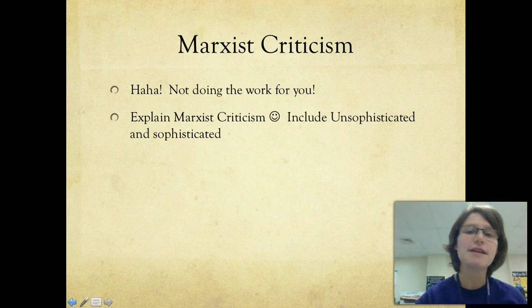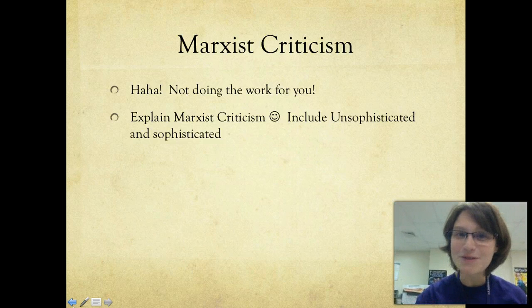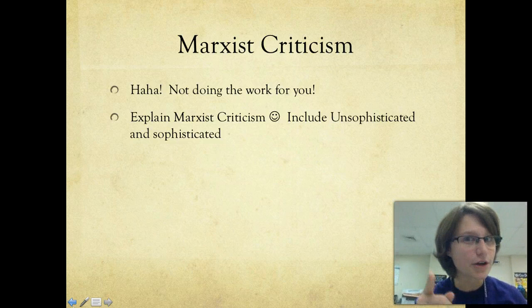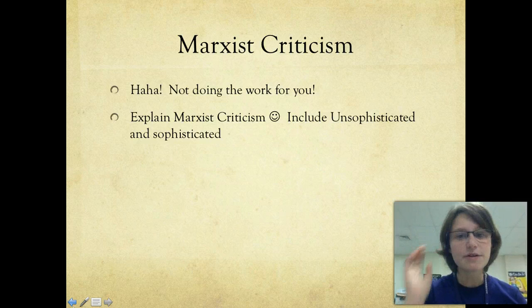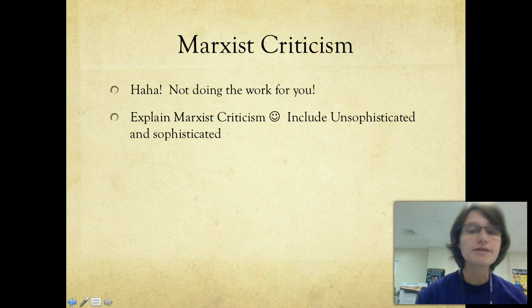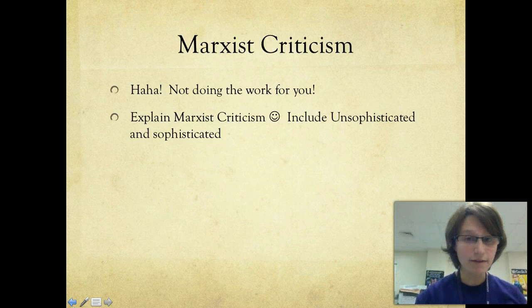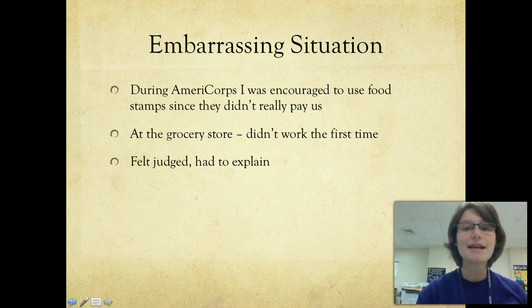For this presentation, I chose Marxist criticism. So I'm not actually going to show you what I would write about Marxist criticism because that's cheating. So look at your notes, or Google it if you don't have your notes anymore. So you can explain Marxist criticism and then please include what an unsophisticated critic would say and what a sophisticated critic would say. Remember, Marxist and feminist both have to do with equality and inequality based on different things. Boom.